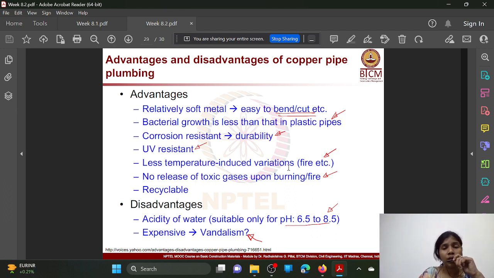If you take plastic, when higher temperatures or fire are present, it will melt. But in the case of copper, fire will not have any effect on it, and there is no release of toxic gases upon burning. When you burn plastic, toxic gases are released. In the case of copper, that won't happen, and it is recyclable. The disadvantage is that we have to check the acidity of the water before using copper in plumbing works.